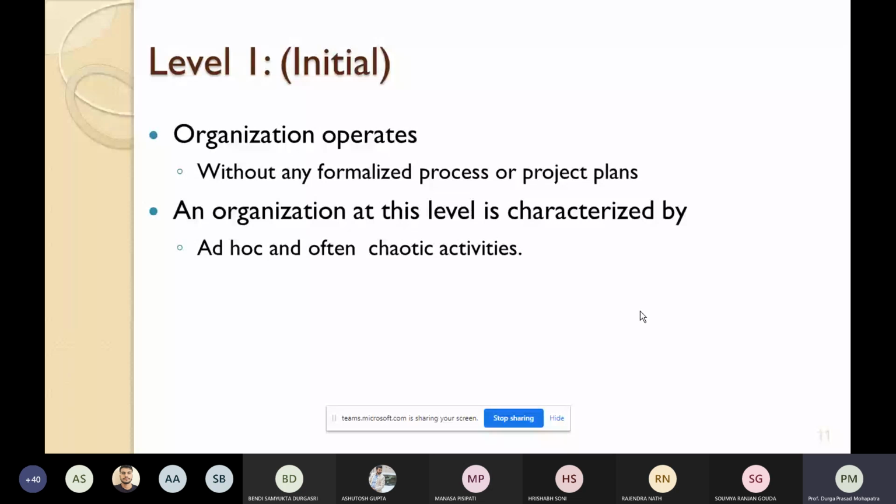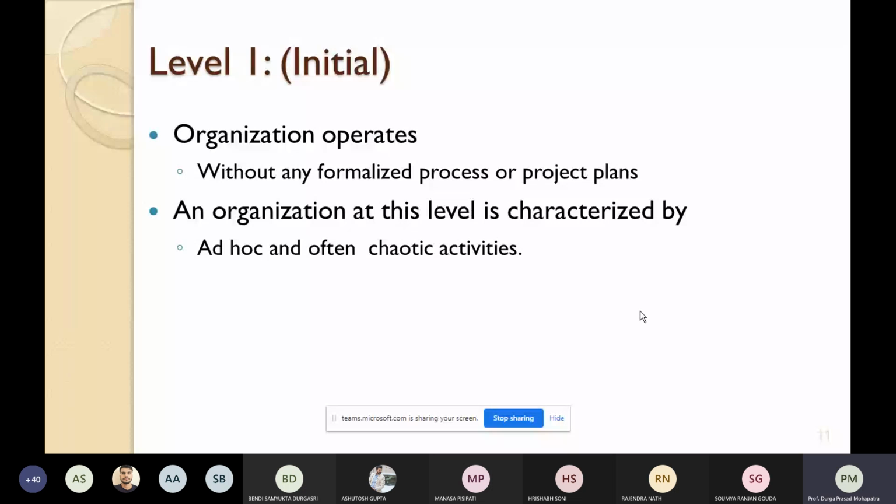So here we have already seen that the process is ad hoc. An organization evaluated at this level is characterized by ad hoc and often chaotic activities, but here it is a little bit improved. You are using basic project management practices. You are using different estimation techniques, such as size and cost estimation techniques like function point analysis, COCOMO, etc.